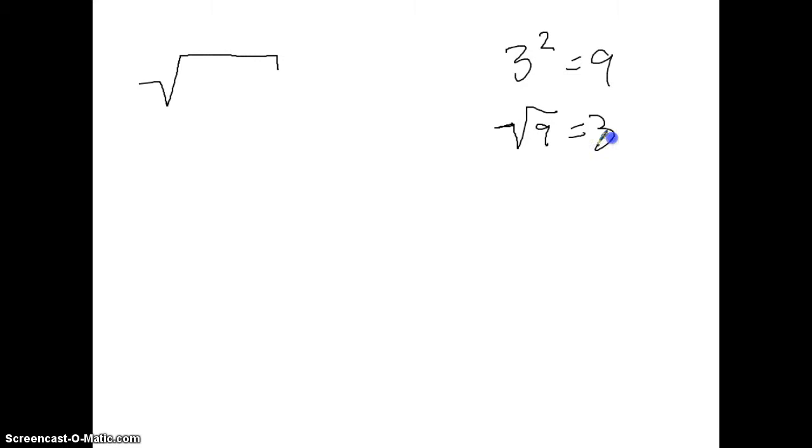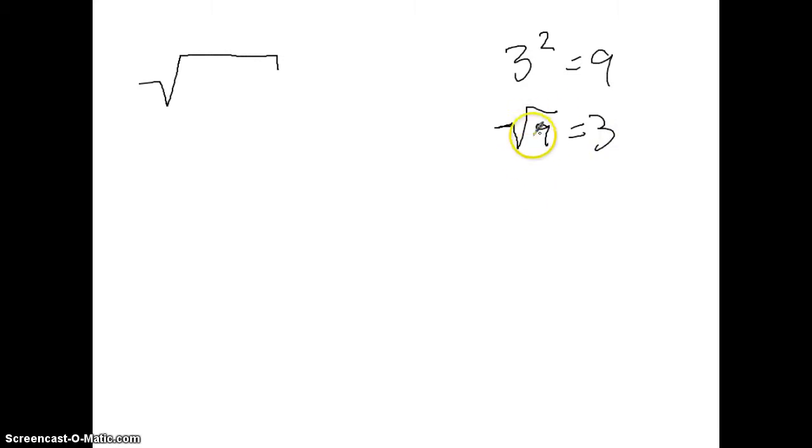Alright, this problem wants us to simplify a radical. A radical is this symbol here, and it means square root. Square root is like the opposite of a square. So every operation has an opposite. 3 squared is 9. And if you wanted to undo that, the opposite, the square root of 9 is 3.